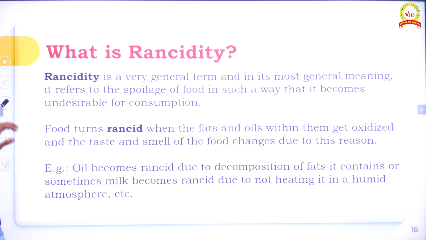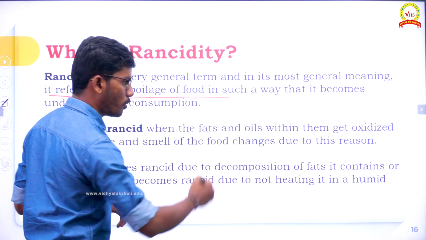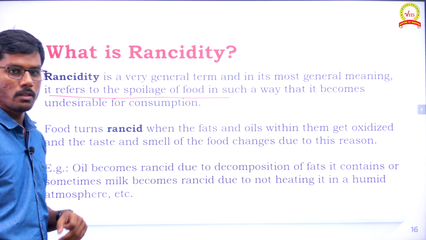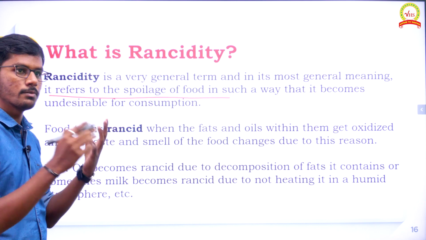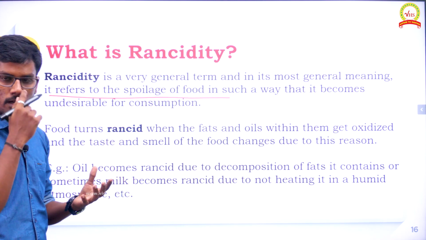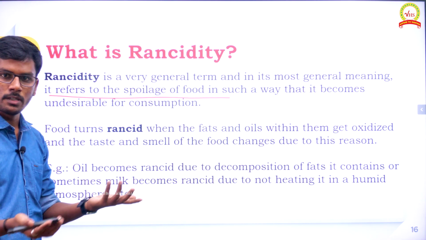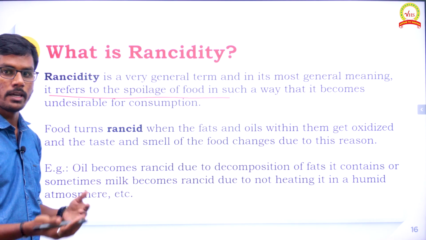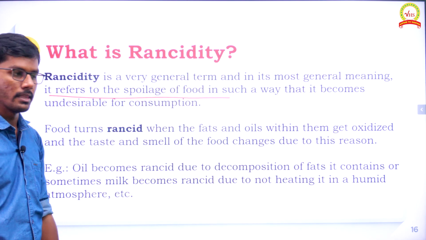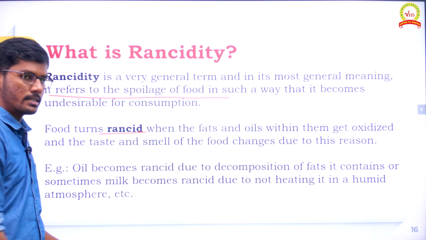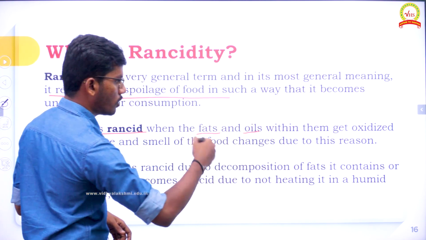Rancidity is a general term which is used to refer to the spoilage of food. The food gets spoiled when? If it is oxidized, if it reacts with the outer atmosphere. That is why if we keep a few food items exposed to the outer atmosphere for a long time, obviously it is unfit to eat, right? It gets oxidized, and that process is what we call rancidity, and that state we call the rancid state. Food turns rancid and the fats and oils within them get oxidized.